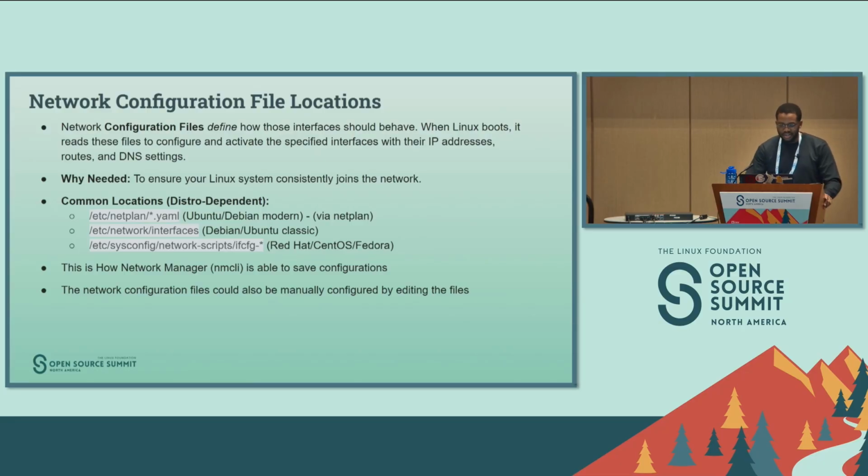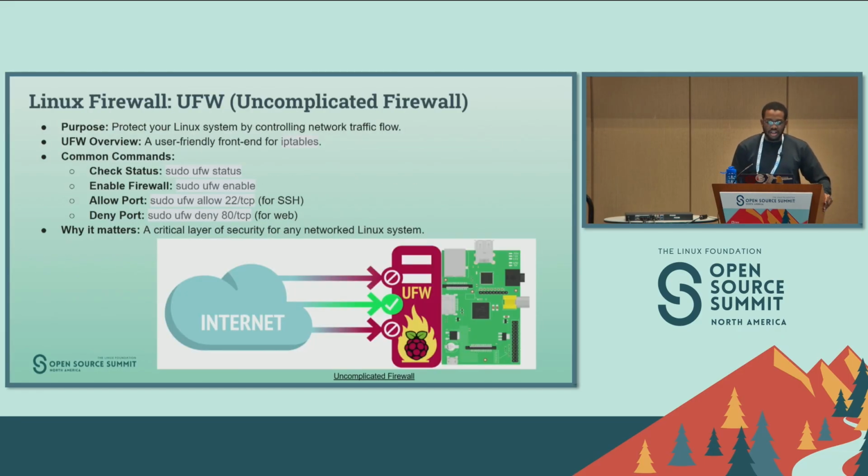That's what I was talking about, network configuration file locations. Every distribution has its own location, but the idea is to have more persistent data storage for your configurations. And then there are differences: for example, Netplan, which is a different configuration tool, saves the configs in a YAML file and uses the YAML format to store them.